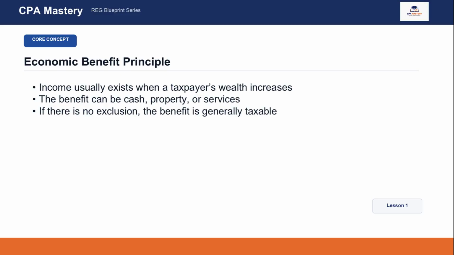On the exam, stay flexible. The form of the benefit can change, but the underlying question stays the same. Did the taxpayer receive measurable value? And does any exclusion remove it from gross income?